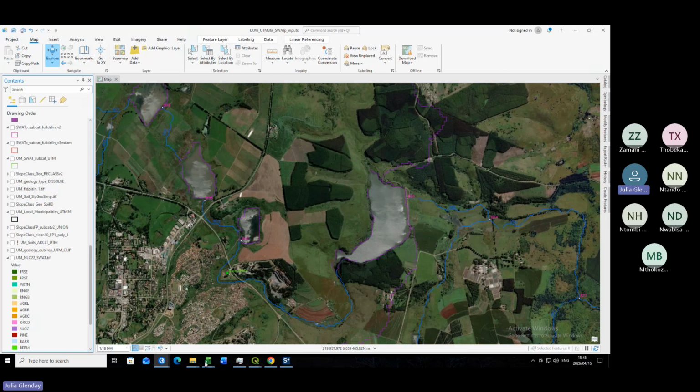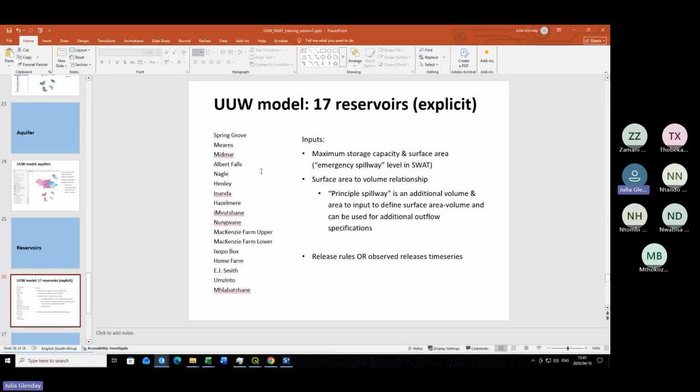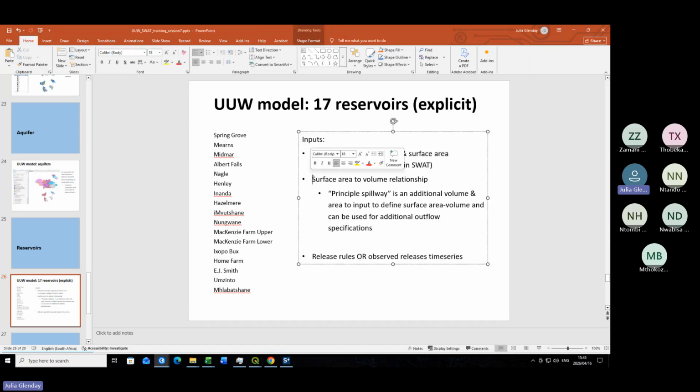So every reservoir in the model, out of the big ones, these 17, has a maximum storage capacity and surface area. The SWAT model calls this the emergency spillway. And then there's also another spillway level you can define. You can define the rules of when water flows out of the reservoirs to the downstream, or you can have an observed releases time series.